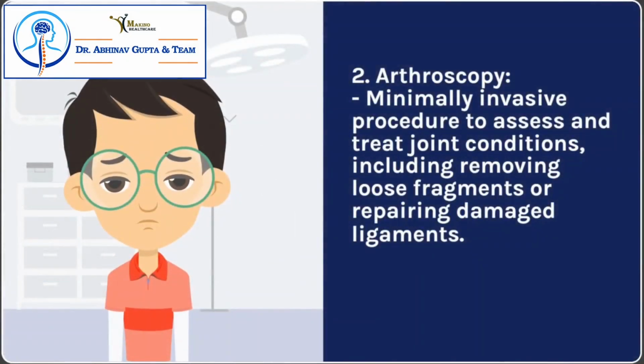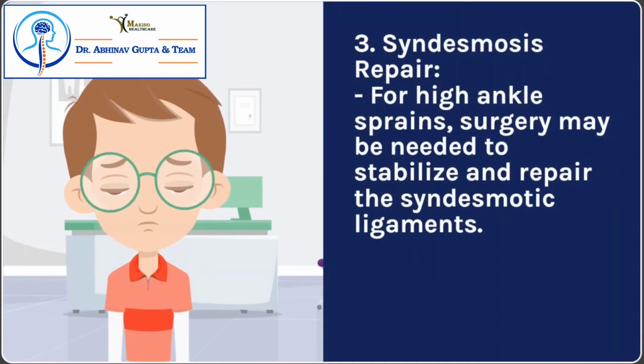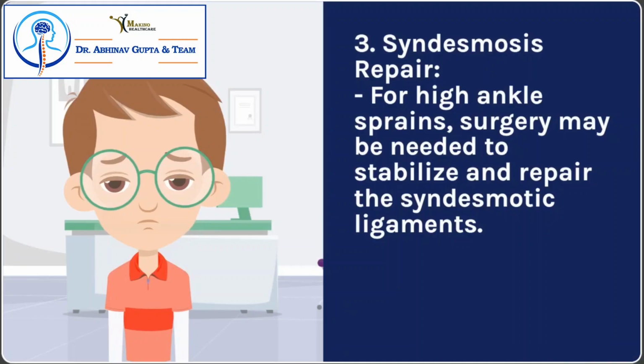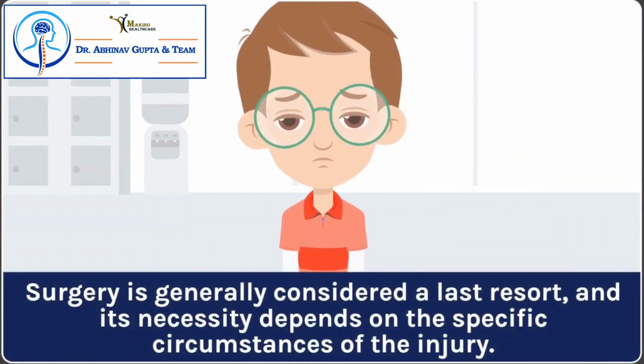2. Arthroscopy. Minimally invasive procedure to assess and treat joint conditions, including removing loose fragments or repairing damaged ligaments. 3. Syndesmosis repair. For high ankle sprains, surgery may be needed to stabilize and repair the syndesmotic ligaments. 4. Osteochondral lesion repair. Addressing damage to the joint surface or cartilage, which can occur with severe ankle injuries. Surgery is generally considered a last resort, and its necessity depends on the specific circumstances of the injury.